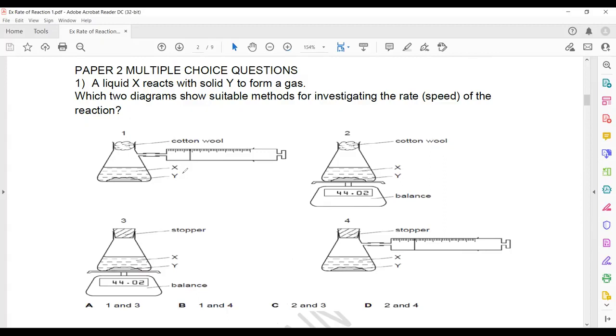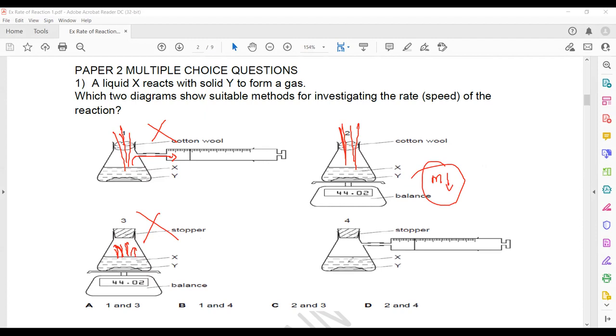You have to check. For example, when we check one, why is one wrong? Because there is cotton wool, so some of the gas will escape and some of the gas will enter the syringe. So one cannot be an answer. When we check two, there is cotton wool, so gas can pass through the cotton wool. So the mass of the contents in the flask will decrease, and we can measure the rate by change in mass divided by time. What about three? There is a stopper. Gas is given off, but the stopper does not allow the gas to escape, so there will be no change in the mass.